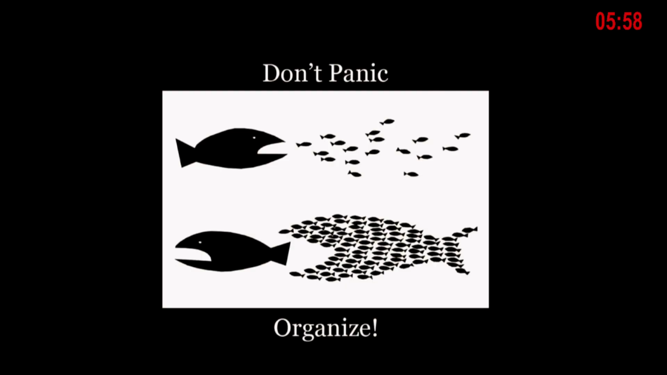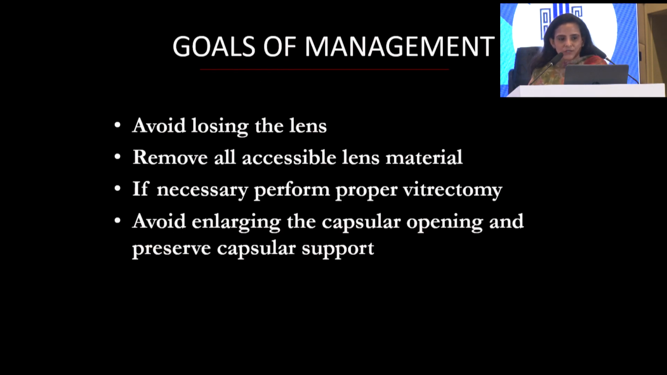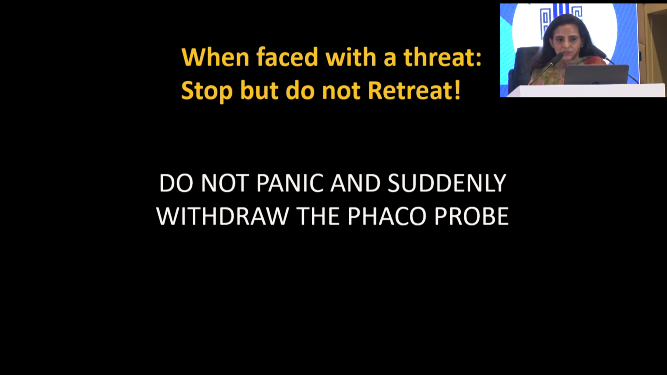Hello, good morning everyone. I'll be giving you an overview about management of PCR when it happens. The first thing to remember is not to panic, but to organize your thoughts, your instruments, your staff, and get a hold of the situation. The goals of management are to avoid losing the lens, to remove all the accessible lens material, if necessary perform a proper vitrectomy, to avoid enlarging the capsular opening, and to preserve capsular support.